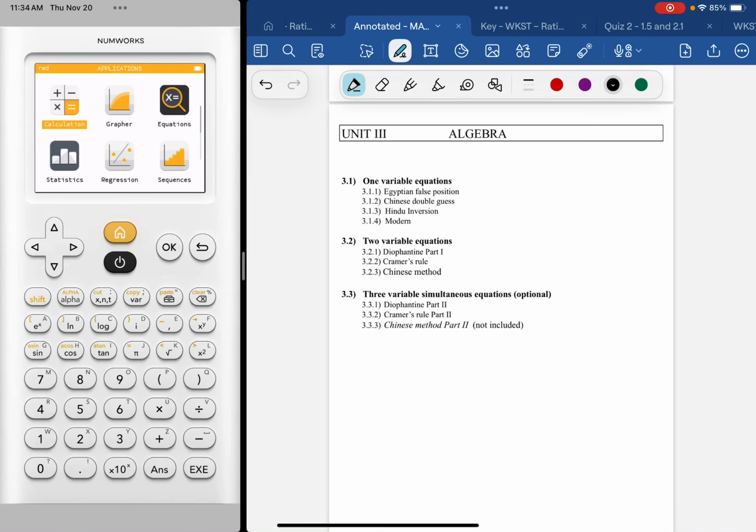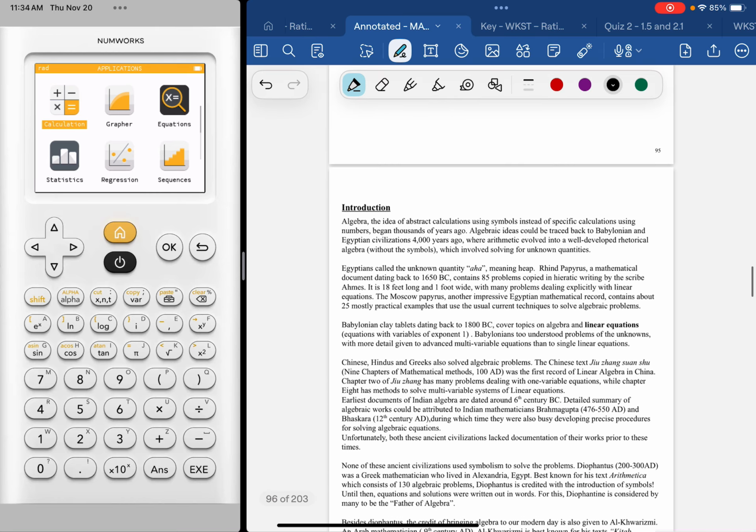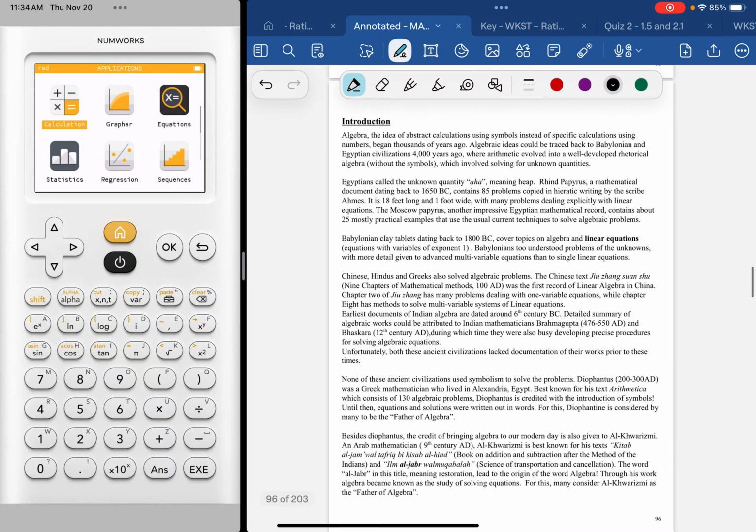All right, so in this video, we're moving on to one variable equations in algebra. All right, so we're in Unit 3 now. We'll focus initially on Egyptian false position, and then we'll get into the other methods, Chinese double guess, Hindu inversion, and modern one variable equations. So you could read through this introduction.